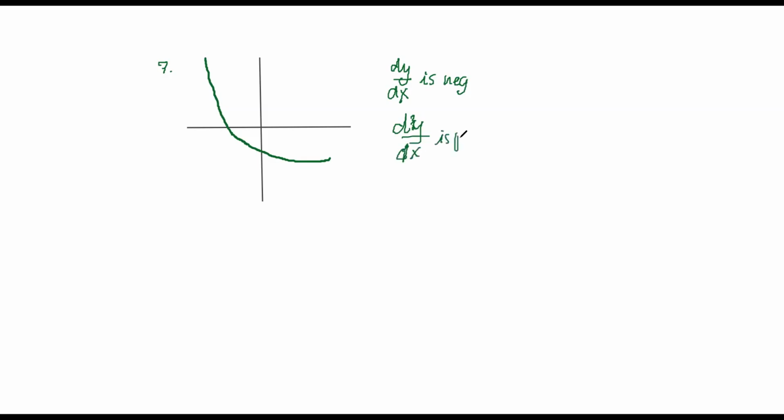Because of its concavity? Yes. It is concave up. Another way to think about it is that we started off very negative. We got less and less negative in our slope as time goes on. And therefore, it is becoming a more positive slope. The rate of change of our slope is going to be positive. Therefore, our second derivative is positive. Awesome. Okay.